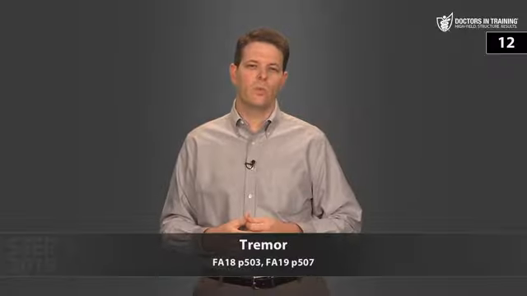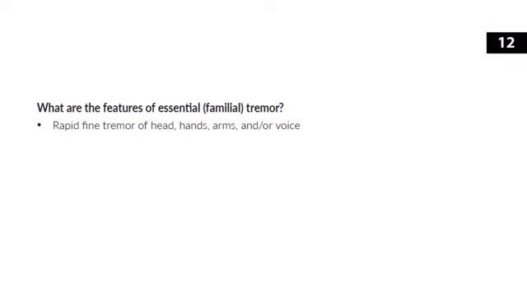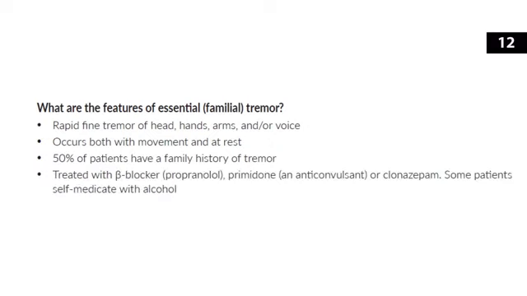Now the next question says, what are the features of essential tremor or familial tremor? These patients can have rapid, fine tremor of the head, hands, arms, and even the voice. The tremor occurs both with movement and at rest. 50% of patients with essential tremor have a family history of tremor, and we can treat essential tremor with beta blockers, which would be the drug of choice, or with the anticonvulsant primidone, or even with clonazepam in worst case scenarios. But you really don't want to get these patients addicted to benzodiazepines. And patients will sometimes self-medicate their tremor with alcohol because that'll work as well.